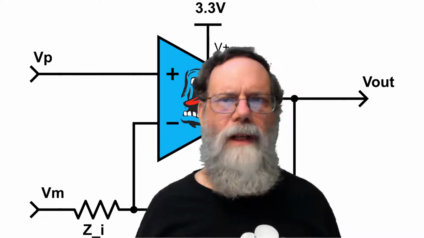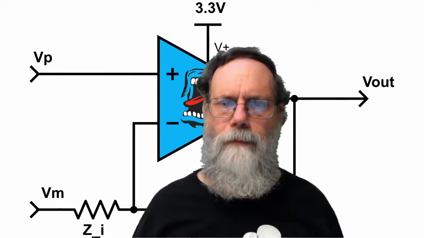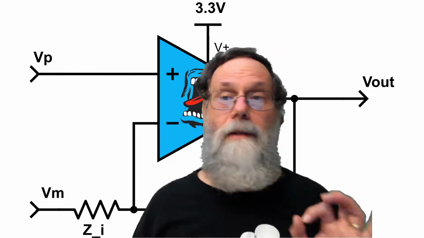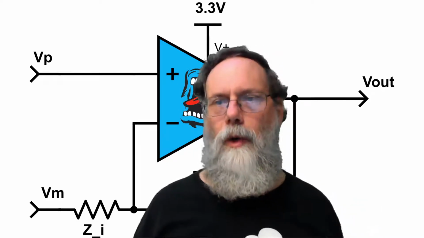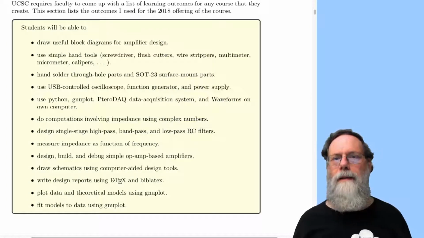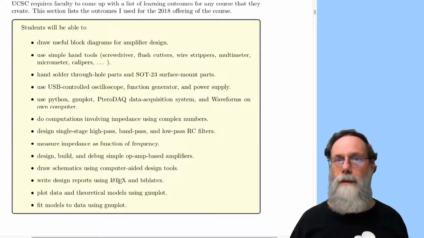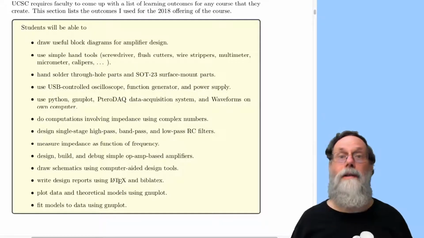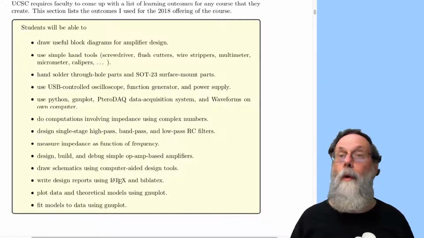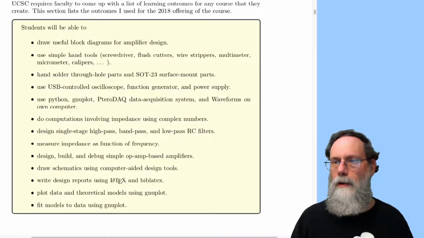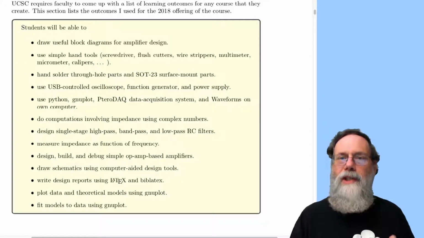Let's take a look actually at the specific learning objectives of the course. And these are now specific skills, this is directly from the textbook, of some of the things you should be able to do after you've taken this course. Drawing useful block diagrams for amplifier designs, using simple hand tools, being able to hand solder through-hole parts and some of the larger surface mount parts. These are just basic skills that I expect everybody to develop in the process of doing this course.